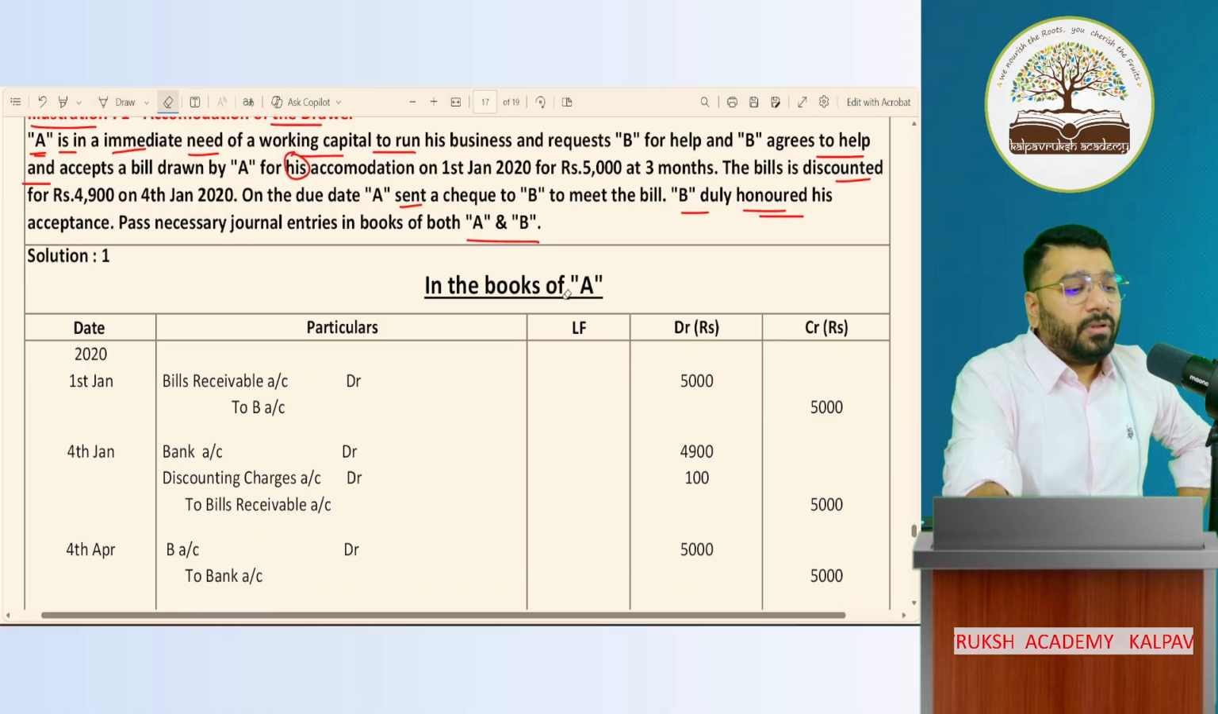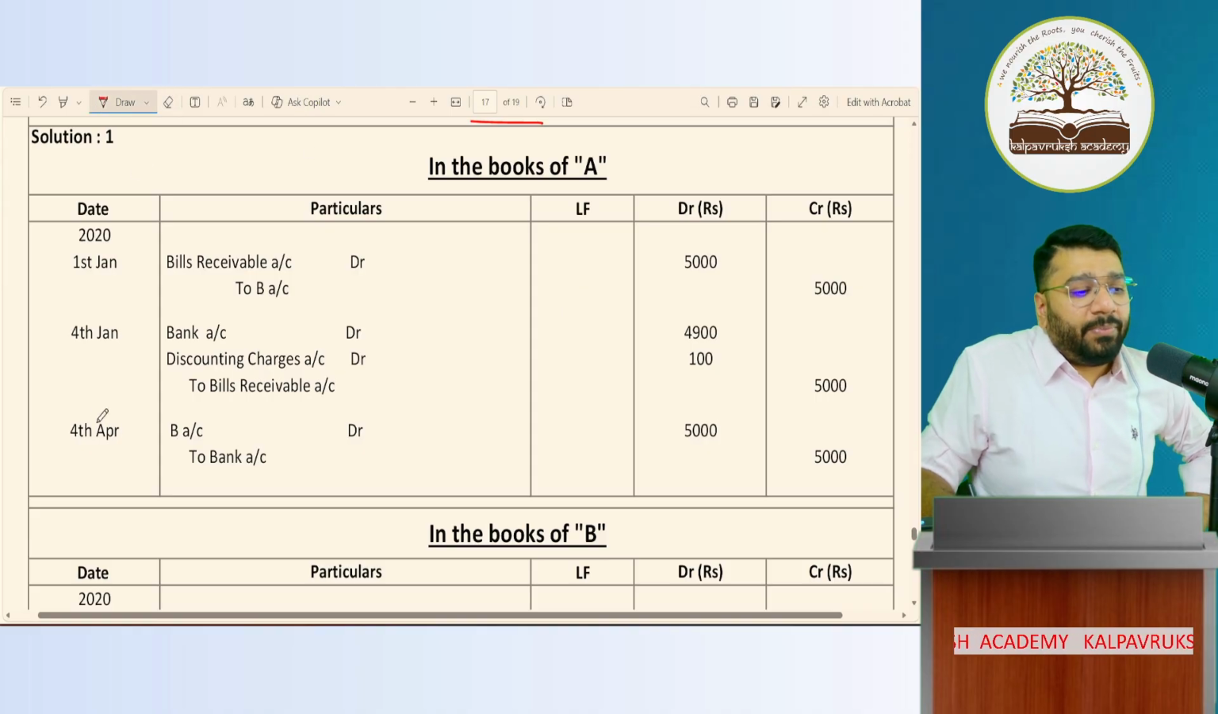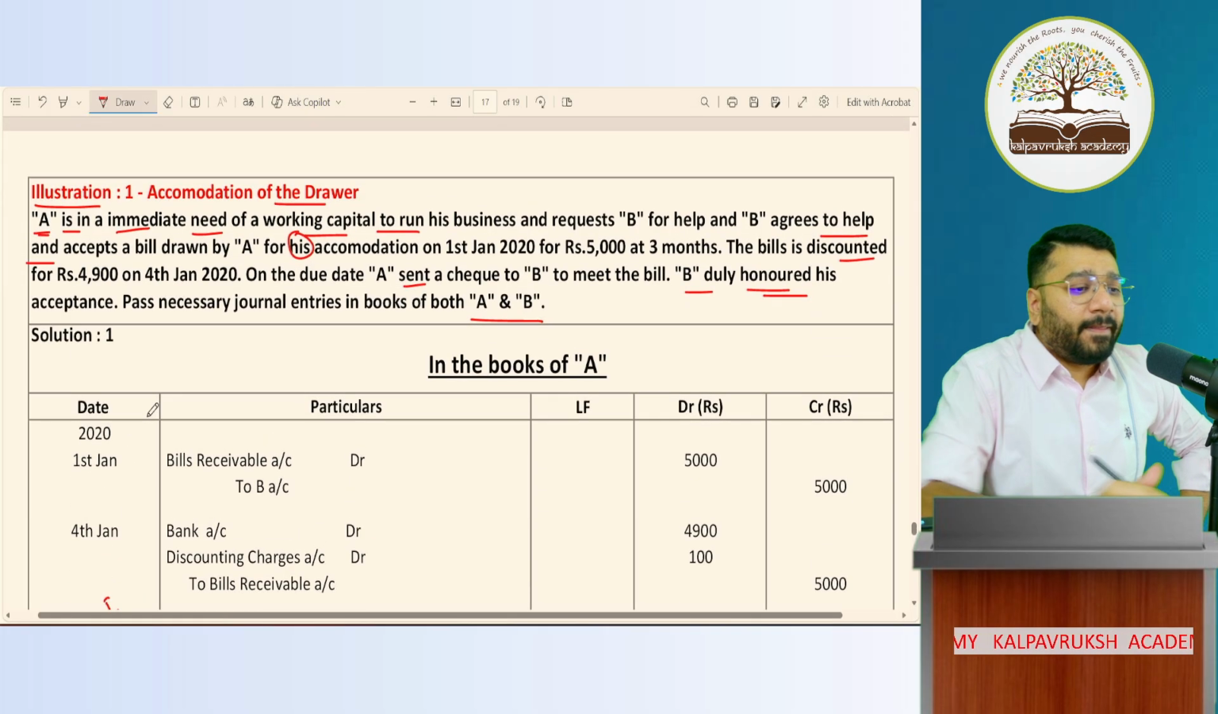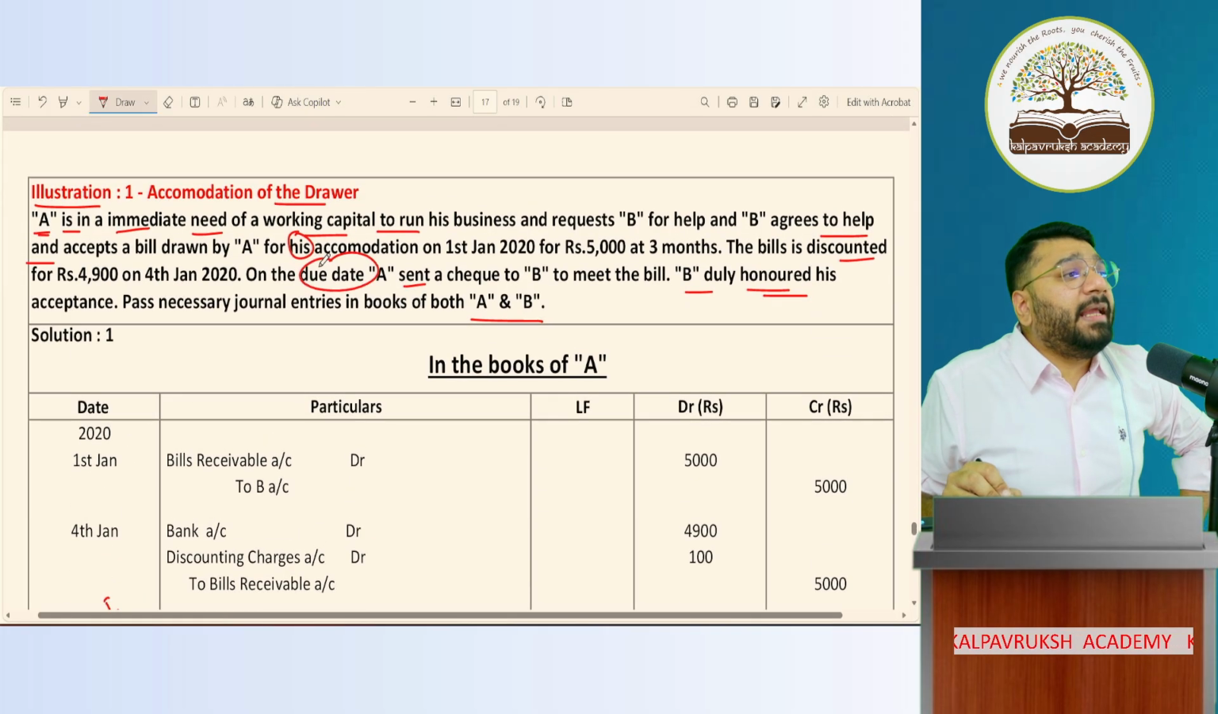I know. Now, it should not be 4th April here. It should be 4th Jan only. I'll change it. See, understand the logic. Here, why didn't I take the maturity date?